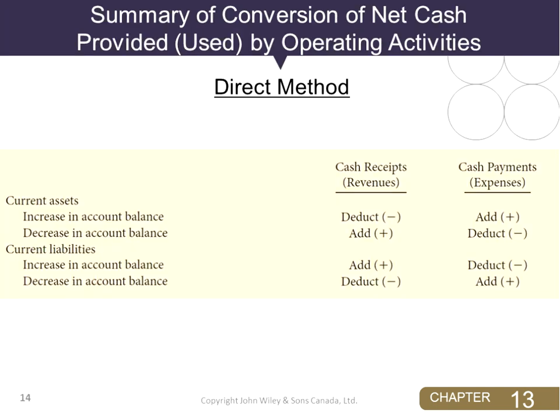So if you think of it as a summary of these different transactions, when we're looking at our current assets, in our cash receipts, our revenues, we're going to deduct any increase in accounts and add any decrease in account balances to our cash receipts. In current liabilities, if we have an increase in that account balance, we're going to add it to our cash receipts and deduct it from our cash receipts if there's a decrease, and opposite in our expenses.